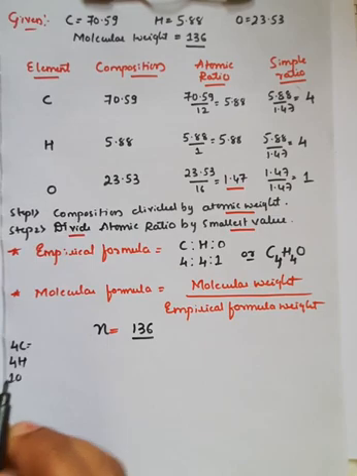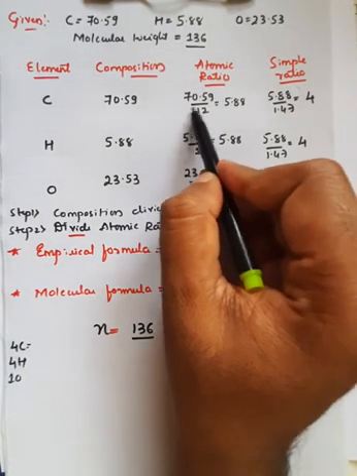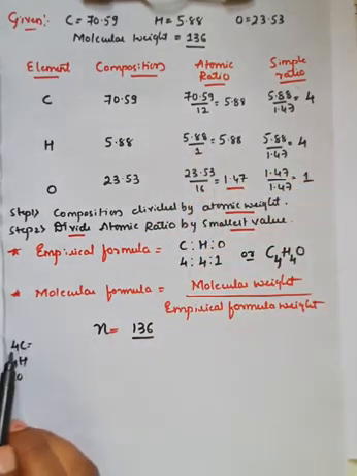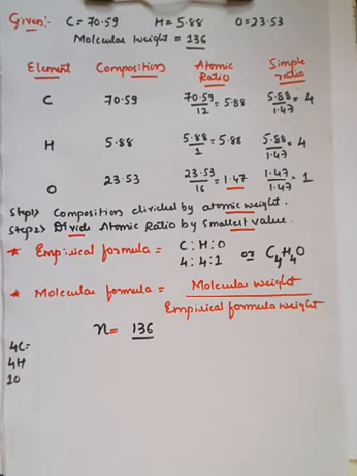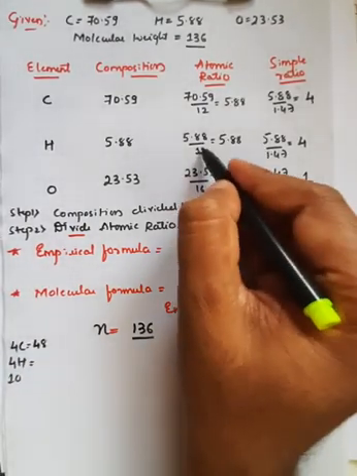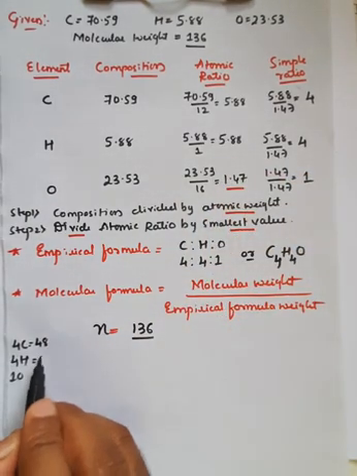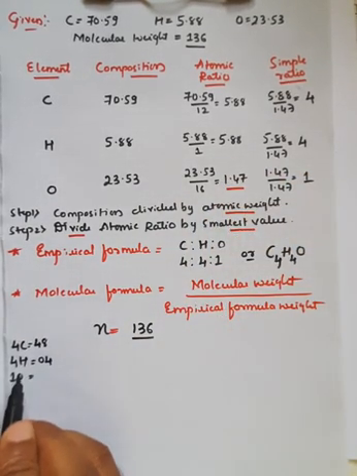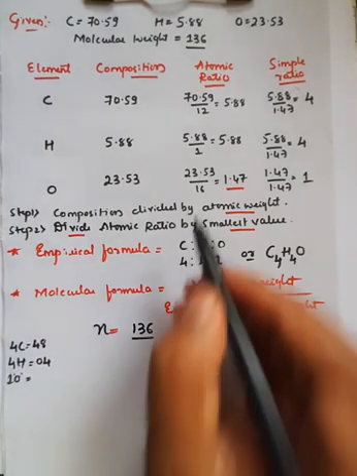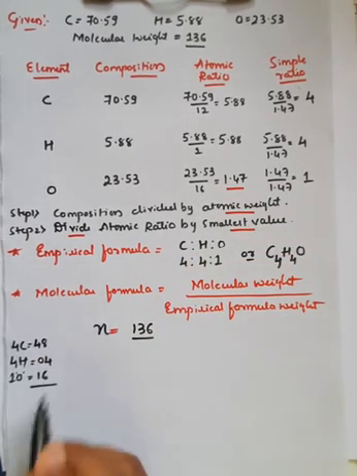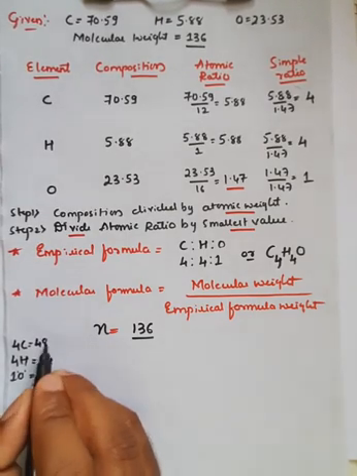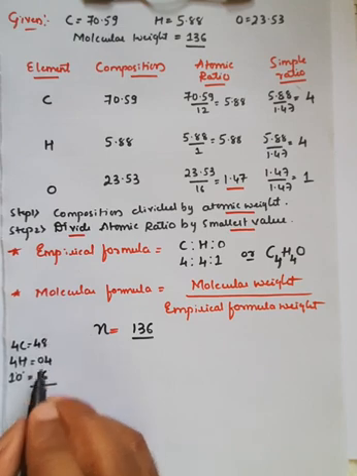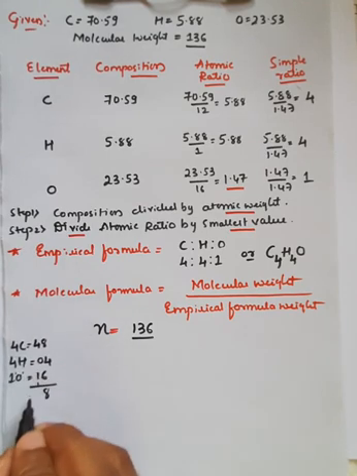The weight of 1 carbon is 12, therefore the weight of 4 carbon is 12 into 4, that is 48. And the weight of 1 hydrogen is 1, therefore the weight of 4 hydrogen is 4. The weight of 1 oxygen is 16. If you add all these, what do you get? 48 plus 4 is 52, plus 16, that is 68.